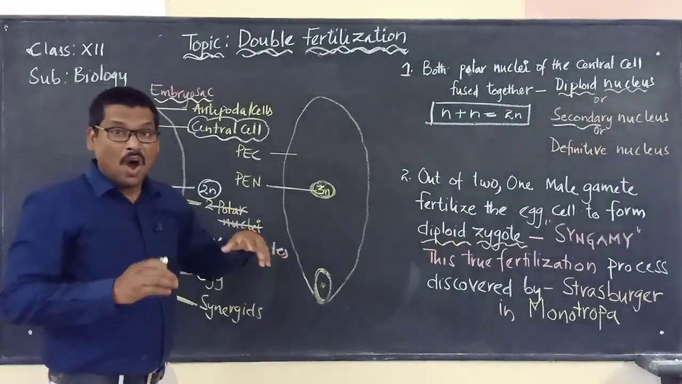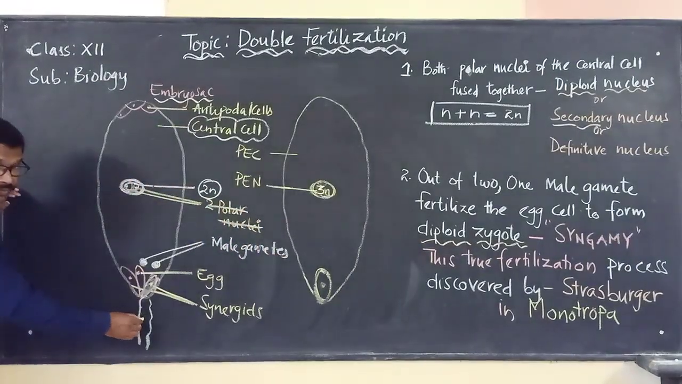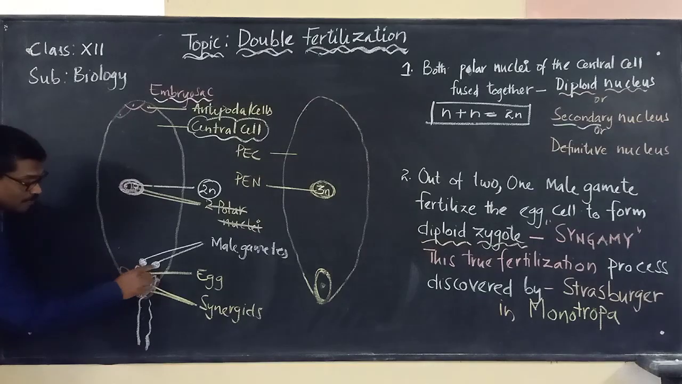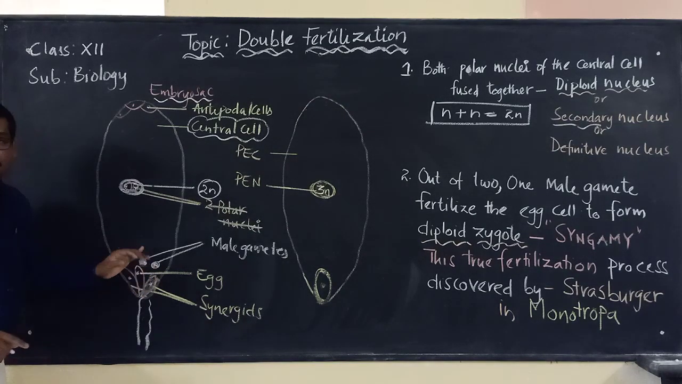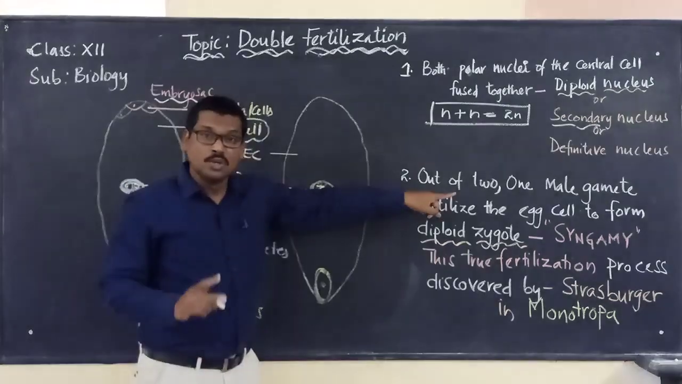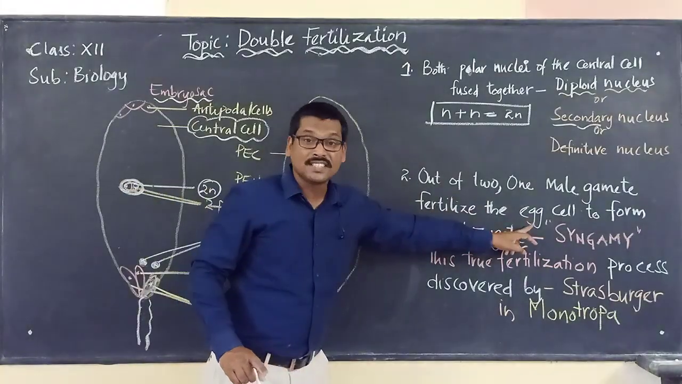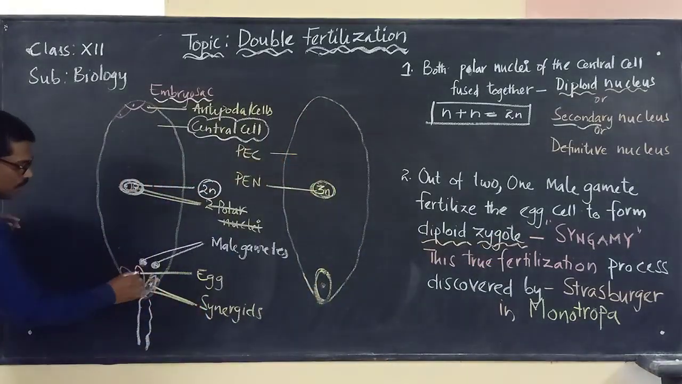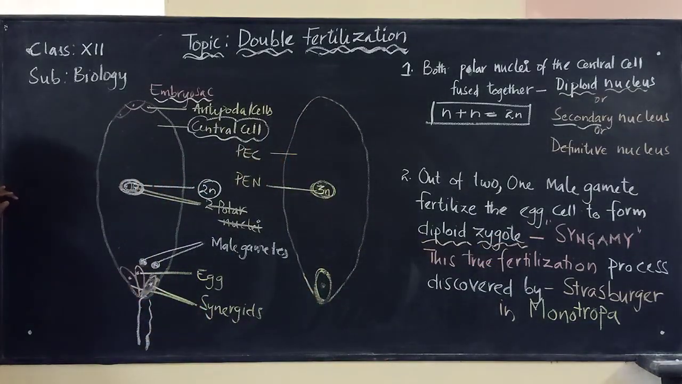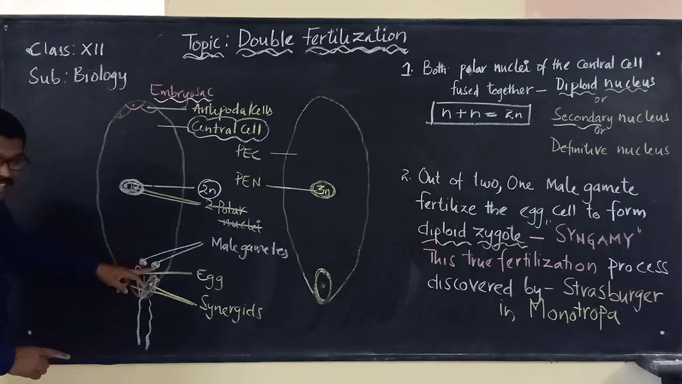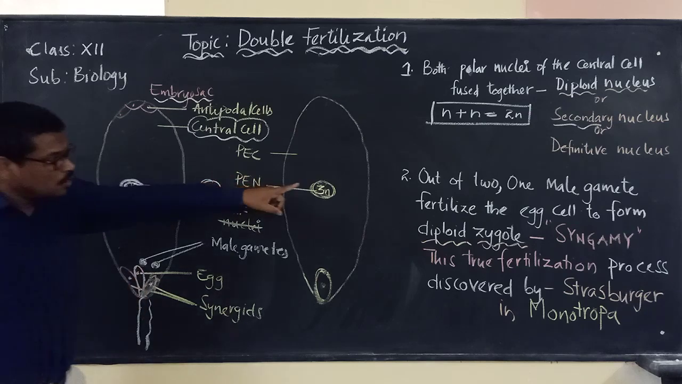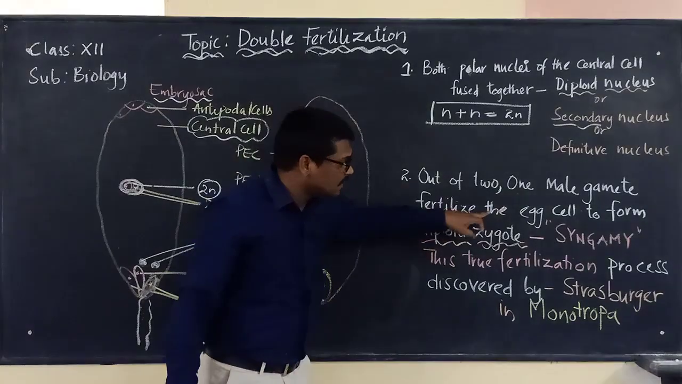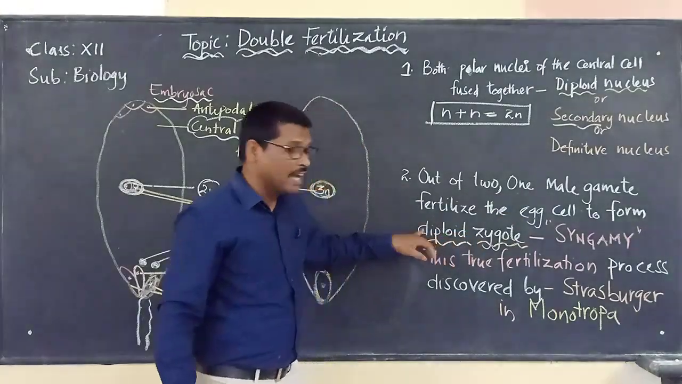Now the second one: how many gametes are released into the embryo sac? Two male gametes are released into the embryo sac. Out of the two, one male gamete fuses with the egg. So when one male gamete fertilizes the egg cell, what is it forming?